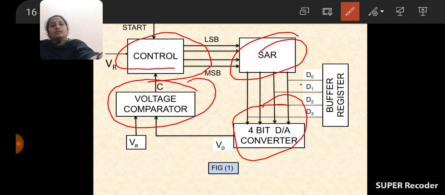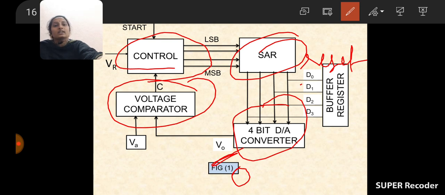Now, while coming to the operation, whatever voltage you compare must be applied initially. Before going to that, you should reset the register. First you should reset the successive approximation register, so that all the values D0, D1, D2, D3 are equal to 0. According to the digital input 0, the analog voltage V0 is also 0. So we get output D0, D1, D2, D3 as 0, and also V0 is equal to 0.